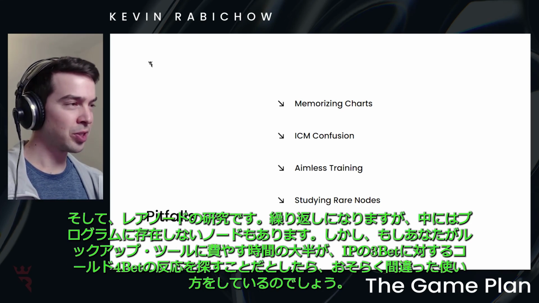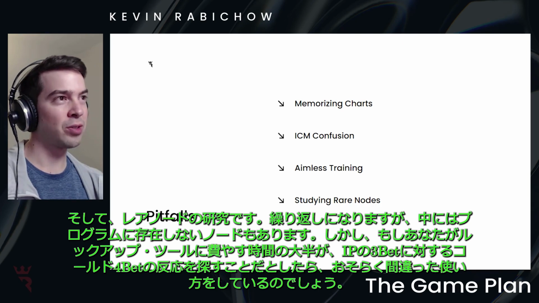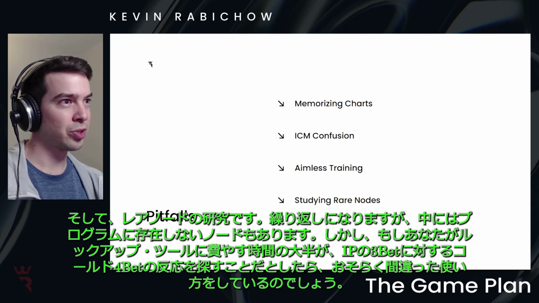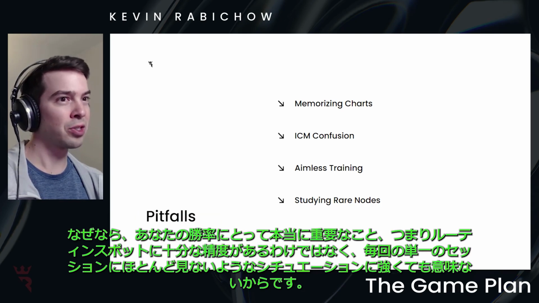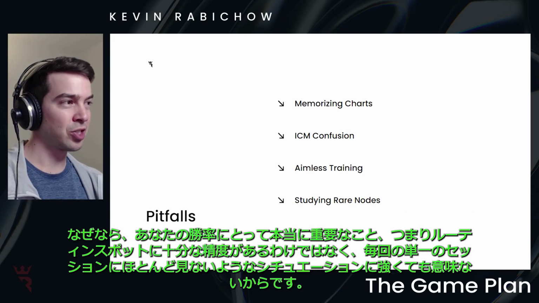And studying rare nodes, again, I talked about, I mean, some of them just don't even exist in the program. But if the majority of the time that you spend on a lookup tool is searching for the cold 4-bet response to the in position 3-bet, you're probably using it incorrectly, because there's just no way that you're accurate enough at the stuff that really matters to your overall win rate, the routine spots. There's no way that you're strong enough in those situations not to be looking at them pretty much every single session.